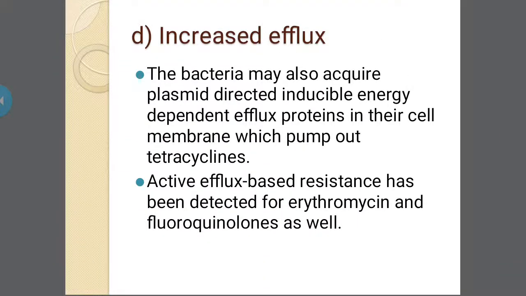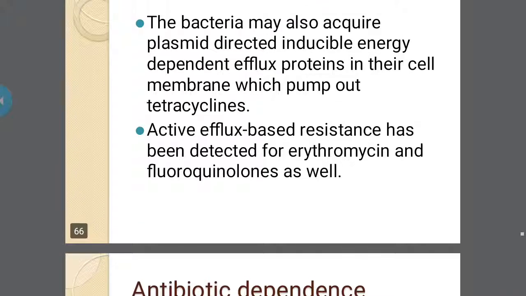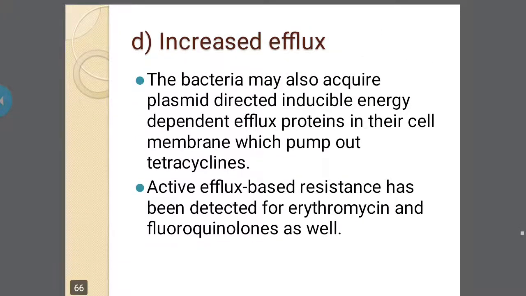Next is increased efflux. Bacteria may also acquire plasmid-directed inducible energy-dependent efflux proteins in their cell membrane, which pump out tetracycline. Active efflux-based resistance has been detected for erythromycin and fluoroquinolone. So these are the examples by which drug resistance occurs. One is alteration of the target protein, for example alteration of the penicillin binding protein by pneumococci. Number two, drug destroying by production of enzymes, such as beta-lactamase produced by gram-negatives, chloramphenicol acetyl transferase, and also aminoglycoside adenylation, acetylation, phosphorylation.